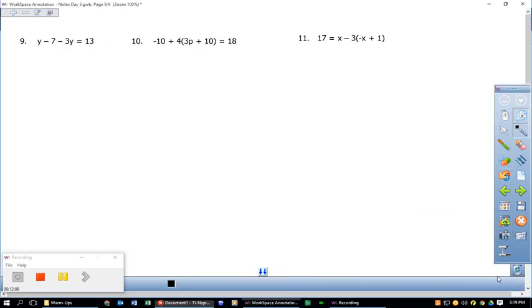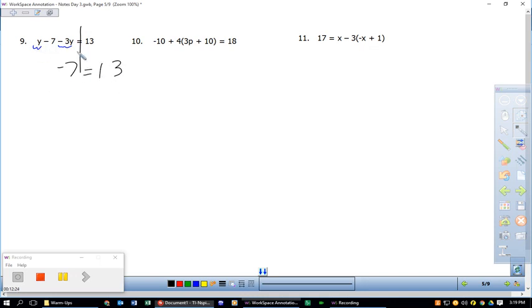All right, number 9. Can't distribute. There are no parentheses, so we need to combine like terms. So over here we have y minus 3y. So we know we're going to bring down that negative 7 equals 13. y minus 3y, so that's 1y. 1 minus 3 is negative 2. So negative 2y.